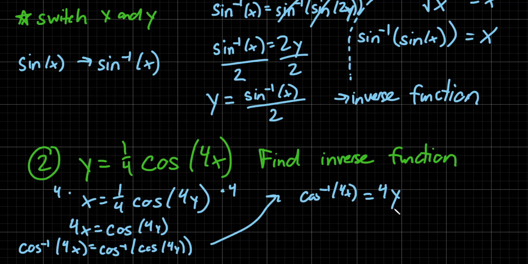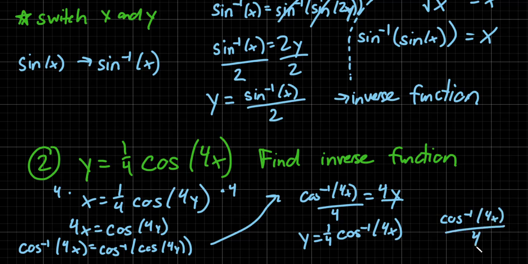Sebastian, I have to get y all by itself. What do I have to do to this equation? Divide by 4. So divide by 4, divide by 4. I should have gotten y equals, I'm going to put the 1/2 out front. You can put it under the entire fraction, that's also fine. So y equals 1/2 inverse of cosine of 4x. That should be our inverse function. Or you could have written it as cosine inverse of 4x over 4. That's also fine.